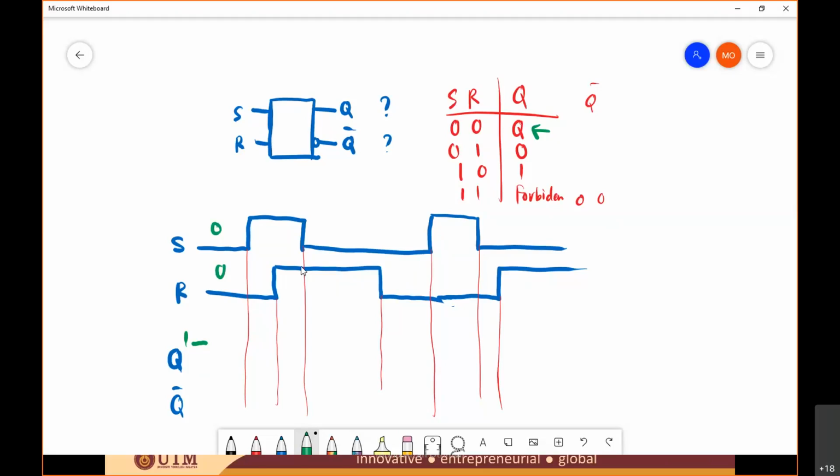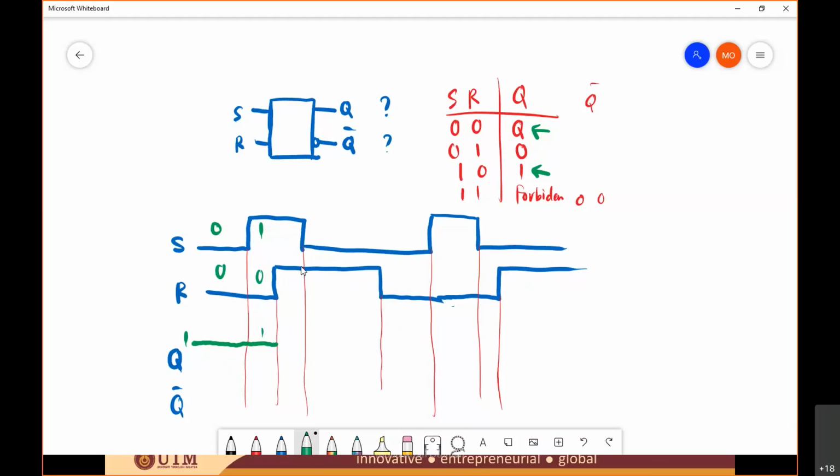Kalau kamu tengok pada this truth table here, when you put S0, R0, there is no change. So what happens here, from here to here, Q will follow the previous Q, which is 1. Okay, and then you have 1, 0. What happens when 1, 0? So 1, 0 means that you are going to set your Q. So Q akan jadi 1 lah, because this is a set.